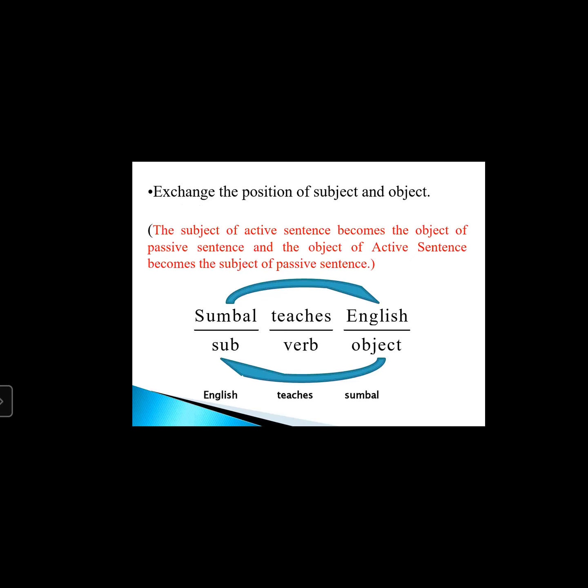The subject of the active sentence becomes the object of the passive sentence, and the object of the active sentence becomes the subject of the passive sentence. Here, see, English comes instead of Sumbal, Sumbal comes instead of English. So the sentence remains: English teaches Sumbal.